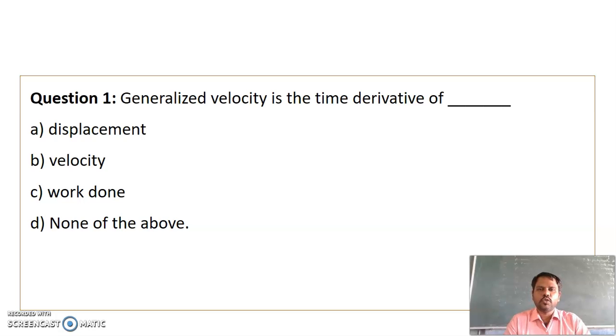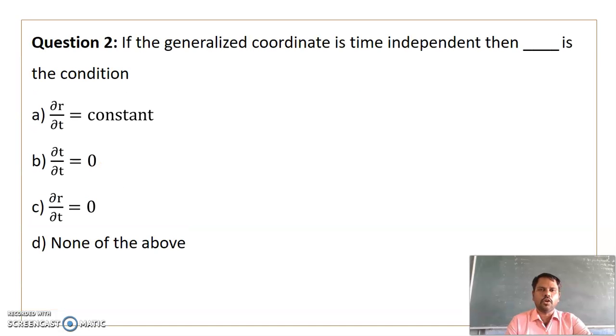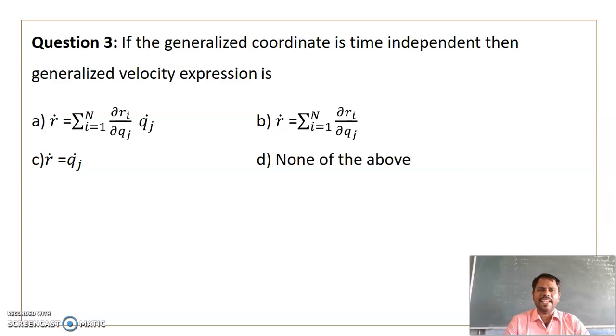Question number 1. Generalized velocity is a time derivative of, you know that, it is the time derivative of displacement. So option A. Question number 2. If the generalized coordinate is time independent, then the condition is: if the position coordinate is independent of time, then dou Ri by dou t is equal to 0. If the generalized coordinate is time independent, then the generalized velocity expression is Ri dot is equal to summation j is equal to 1 to n dou Ri by dou qj into qj dot. So option is A.